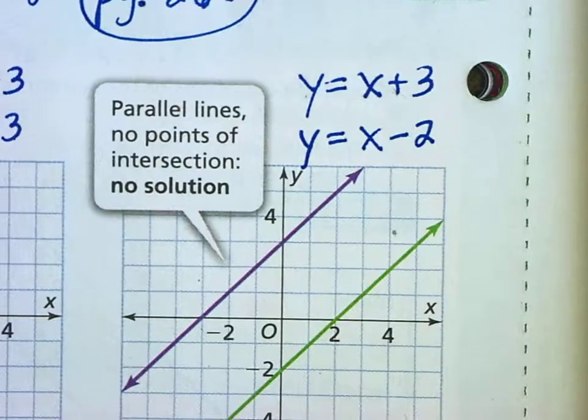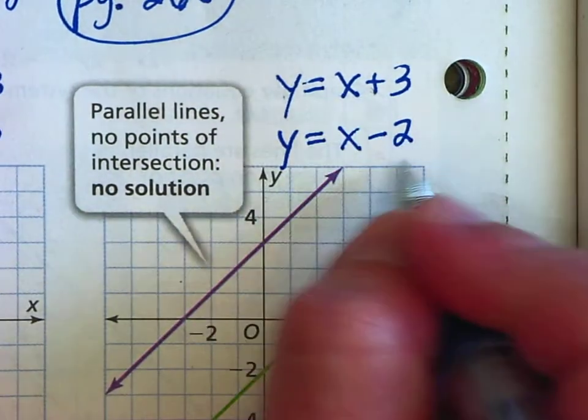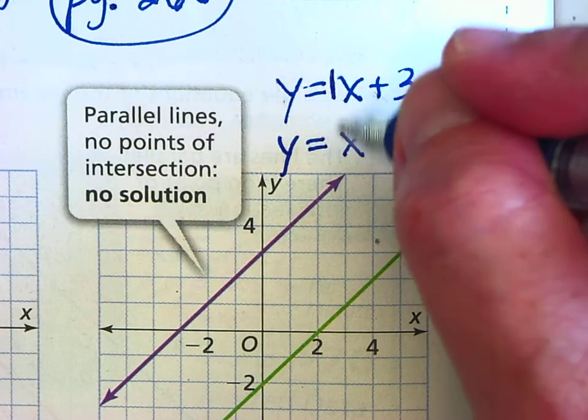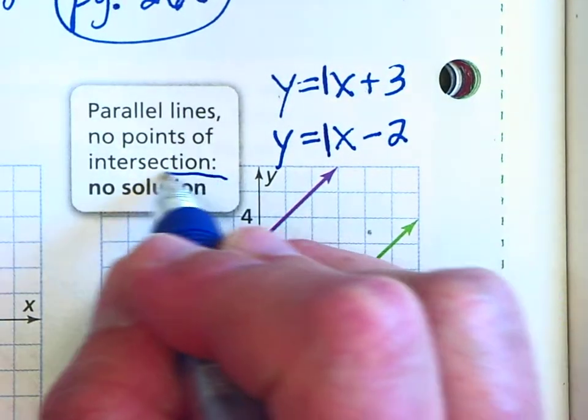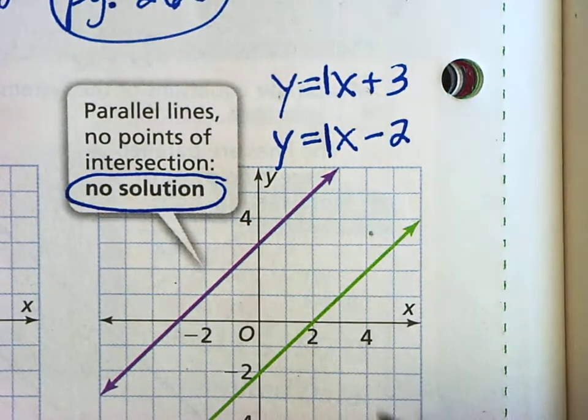Okay, and then I've solved both of these equations. They're in slope-intercept form, and I'm noticing that they have the exact same slope, but two different y-intercepts. So these are going to be parallel lines. They will never cross, so no solution.